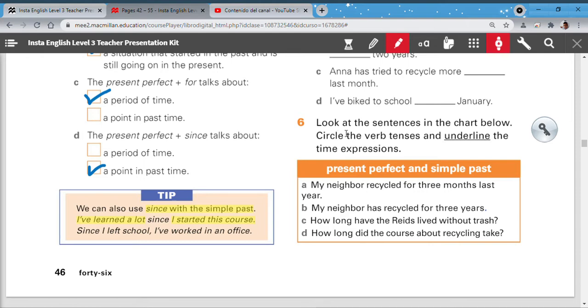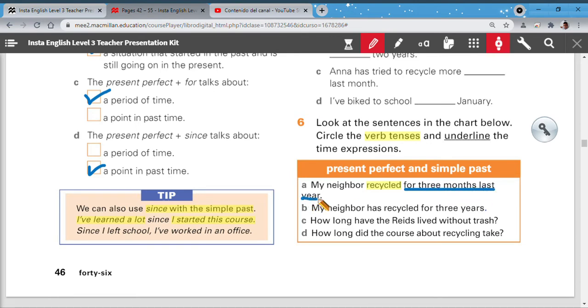Number 6. Look at the sentences in the chart below, circle the verb tense, and underline the time expression. Okay, circle the verb tense, not the verb tense, and underline the time expression. My neighbor recycled for 3 months last year. Okay, recycle is the verb. Excellent. And what about the time expression? For 3 months. Okay, only 3 months. For 3 months last year.